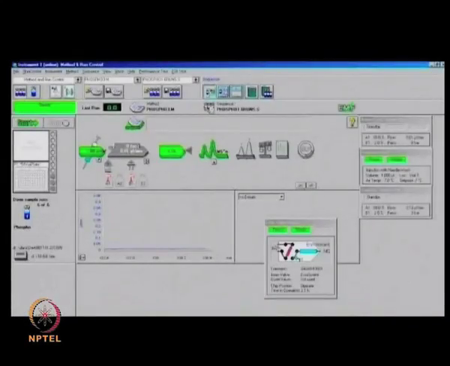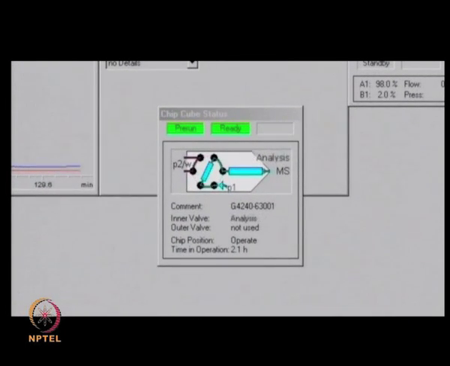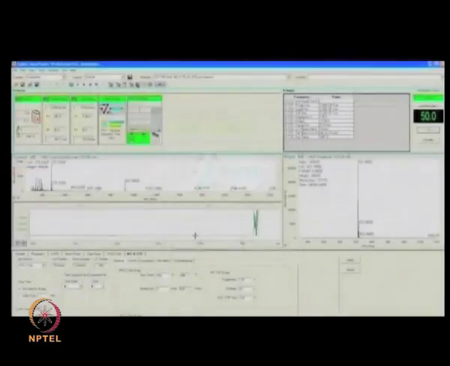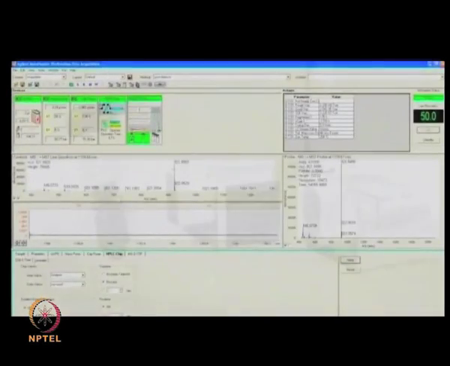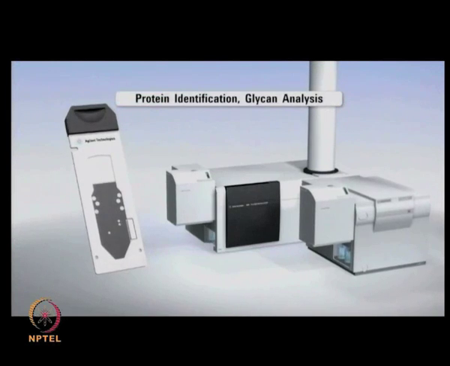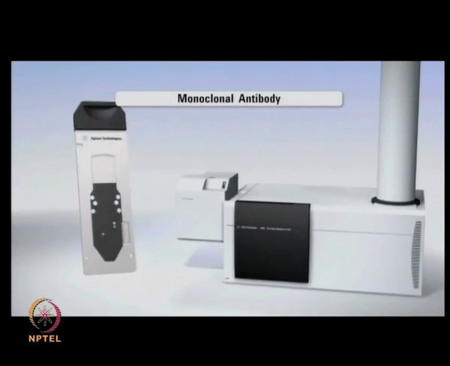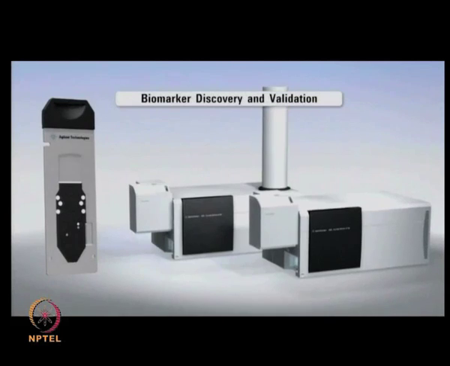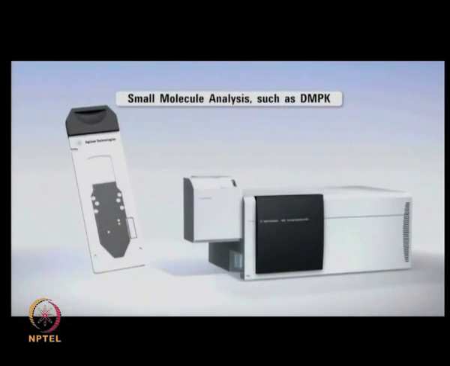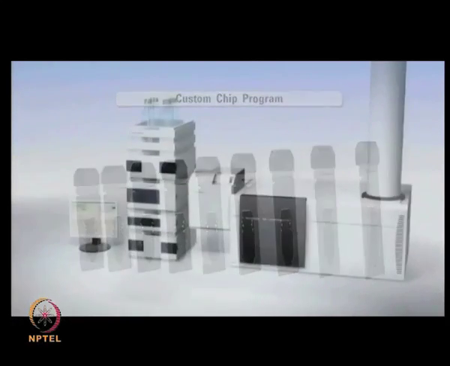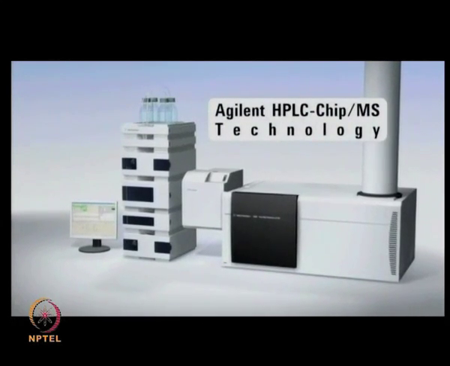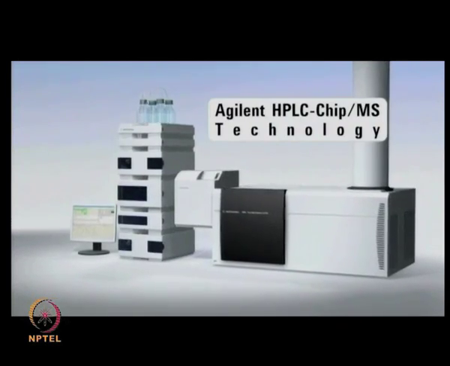The HPLC Chip MS interface is a standard module within the Agilent 1200 series LC portfolio, and it's fully controllable through the Agilent ChemStation or Agilent Mass Hunter software. Step by step, chip by chip, Agilent will facilitate new applications in life science, pharmaceutical, and chemical analysis. HPLC Chip MS, a growing trend in LC-MS technology.